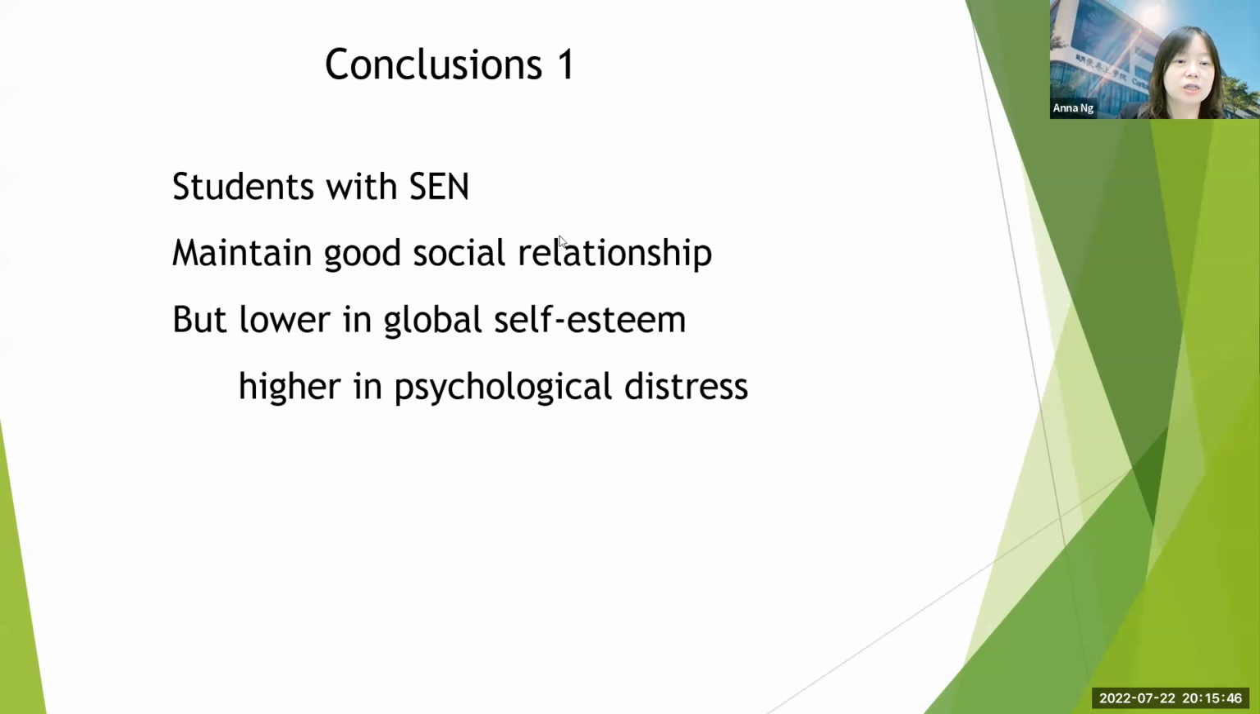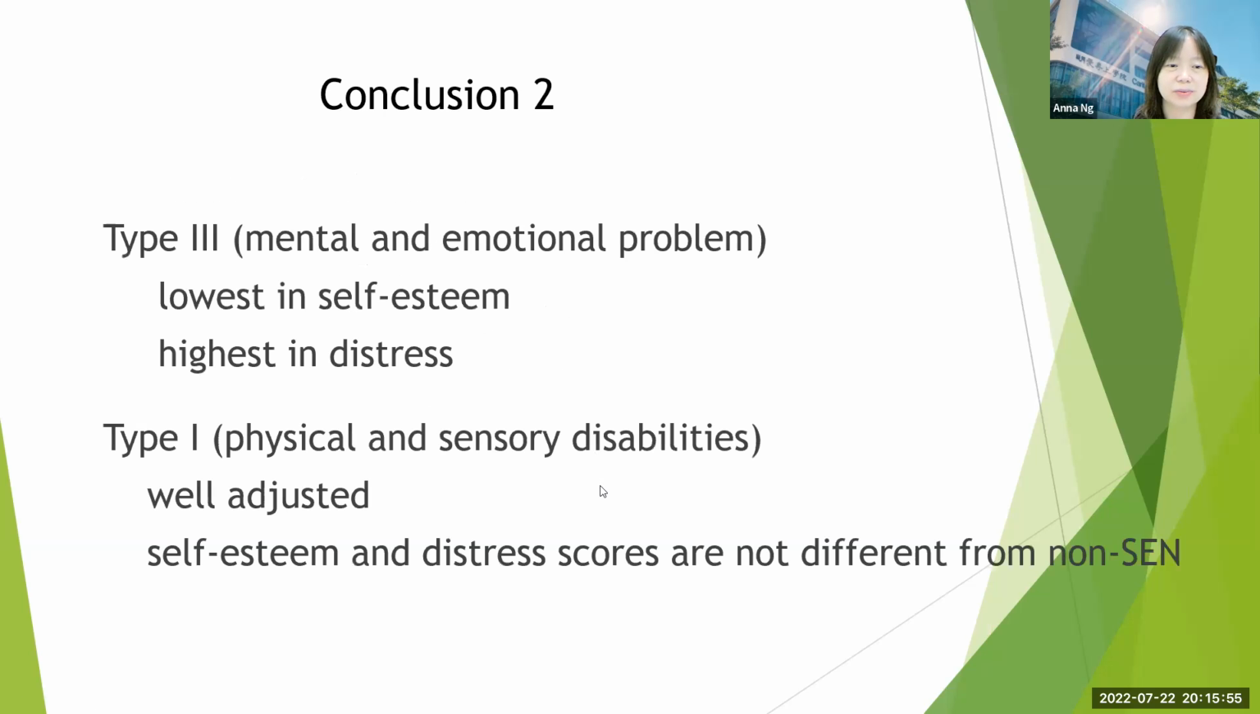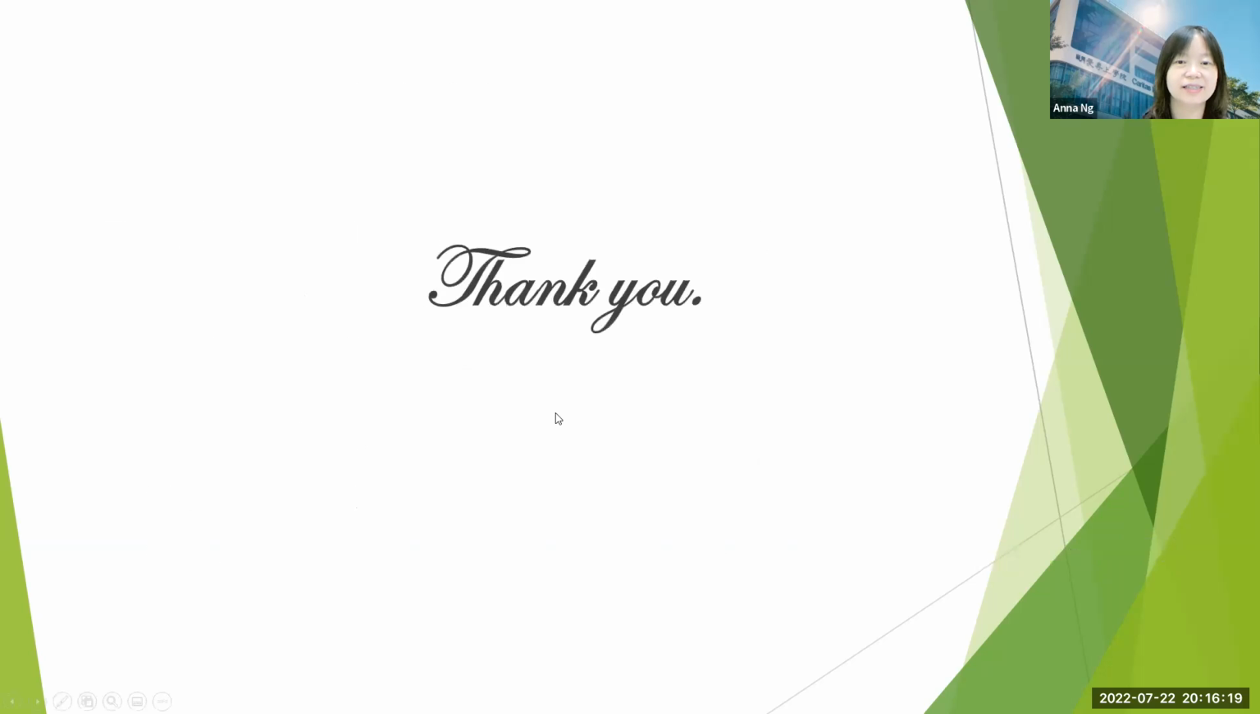And conclusion: students with SEN maintain good social relationships, but are lower in global self-esteem and higher in psychological distress. And also, for type 3, those with mental and emotional problems, they are lowest in self-esteem and highest in distress level. For type 1, physical and sensory disabilities, they are well adjusted. The self-esteem and distress scores are not different from non-SEN. So these are our findings.